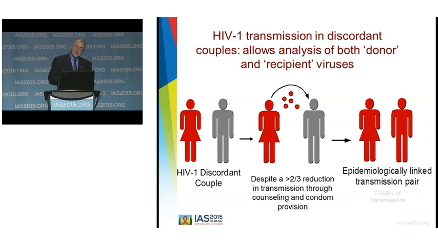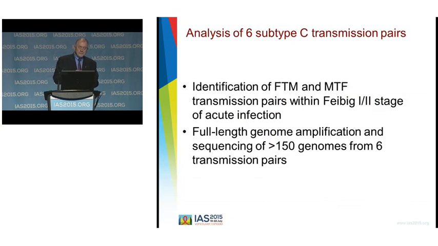But some infections do occur, somewhere between a quarter and a third, and about 80% of those are what we call epidemiologically linked. The transmission occurred within this discordant couple partnership. So we identified female-to-male and male-to-female transmission pairs within Fiebig stage 1 and 2, so very early, either just RNA positive or just p24 positive, this stage of acute infection.